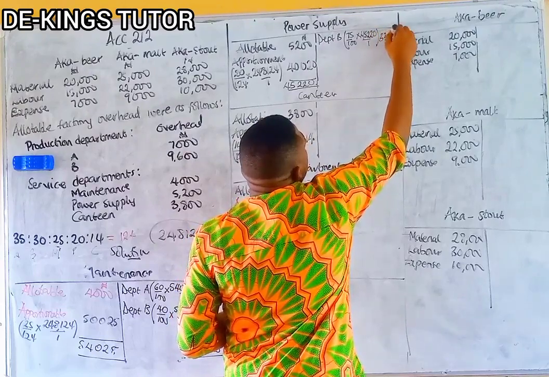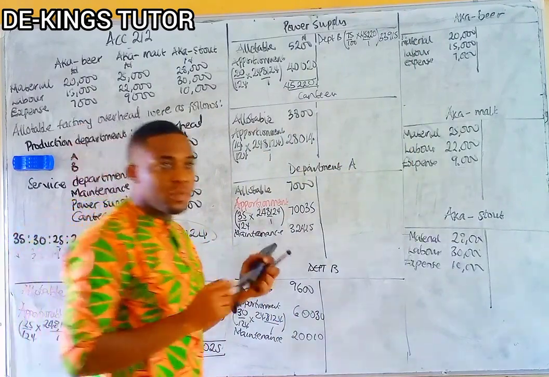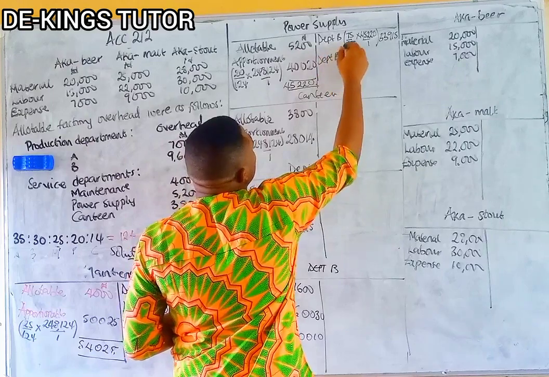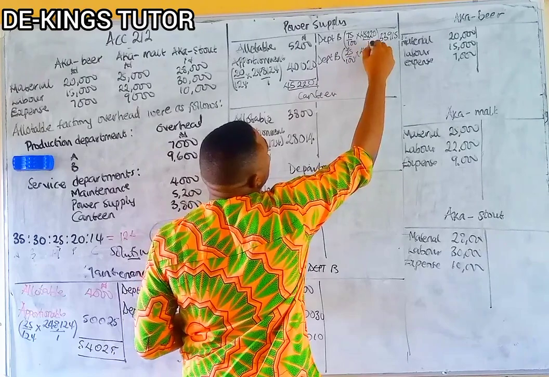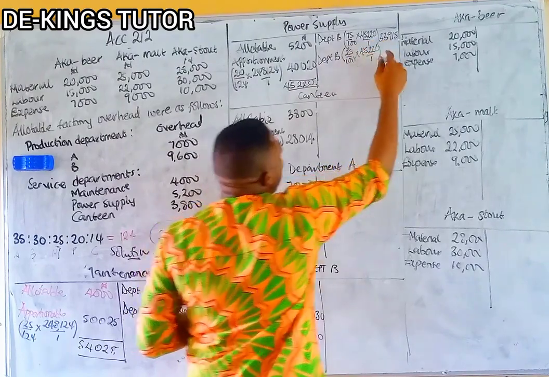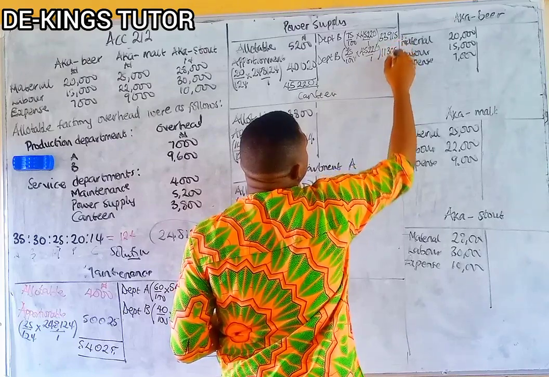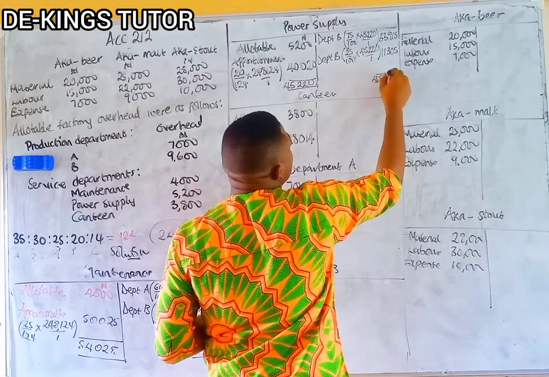33915. Now they said the rest was used by who? Department A. So what will now be the rest? 25. Thank you very much. So we have 25 over 100 times 45220 over 1. So what do we have? 11305. So if you now add this together, it will now give us 45220.